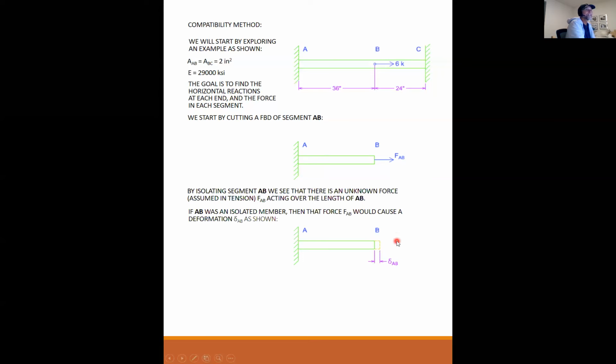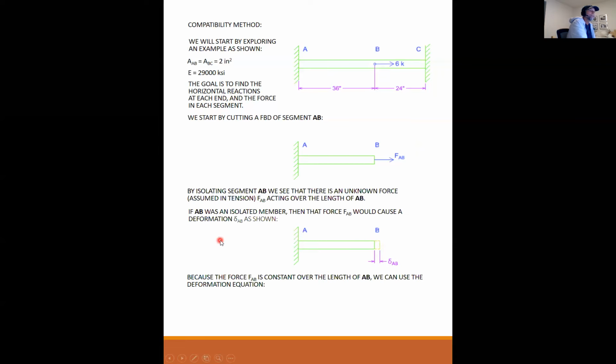I know it's not, but that's the compatibility method: breaking up a complex problem into bite-sized pieces and solving them 1 piece at a time. So that's how it works. I am going to virtually imagine that A to B is just an independent rod that is unrestrained. I have this unknown force that causes this unknown deformation as shown.